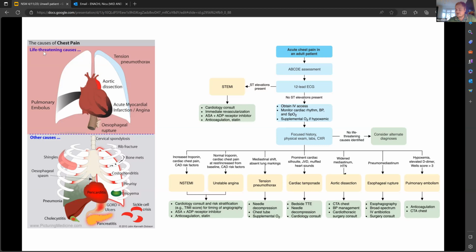Think about your life-threatening causes. Some of them were mentioned, like the PE, tension pneumothorax, aortic dissection, ACS, esophageal rupture. And there are some other ones which are not necessarily life-threatening, but they could be down the line if they're not addressed anyway. So all the other respiratory and non-respiratory causes of chest pain.